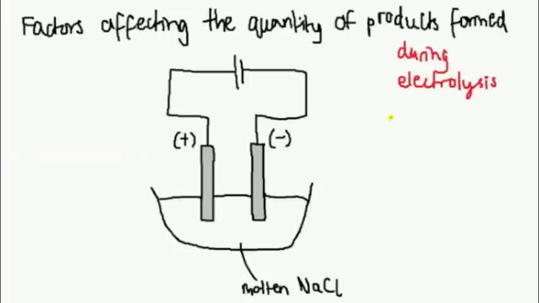Alright, so today I'll be talking about the factors affecting the quantity of products formed during electrolysis. And the cell I've drawn here is an electrolytic cell with a battery and two graphite electrodes and molten sodium chloride. At the positive electrode, chlorine gas will be given off, and at the negative electrode, sodium metal will be formed.